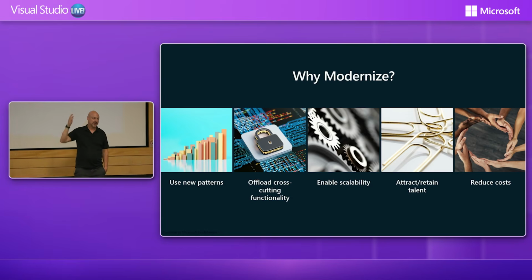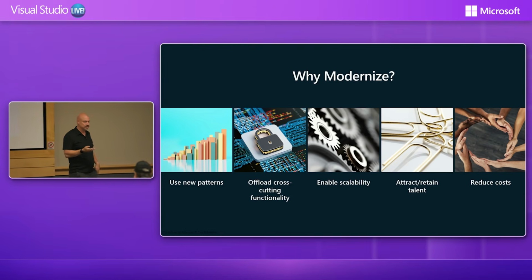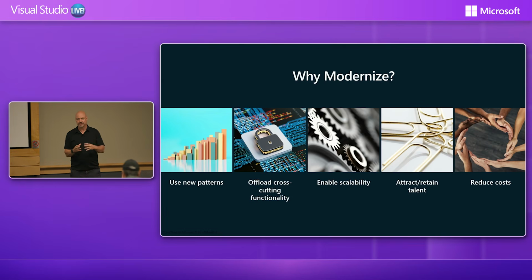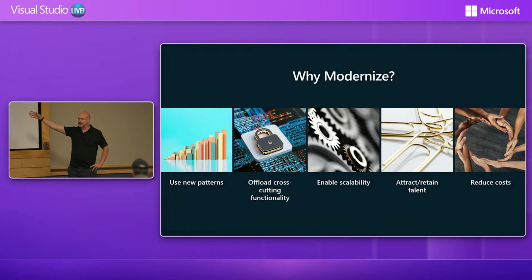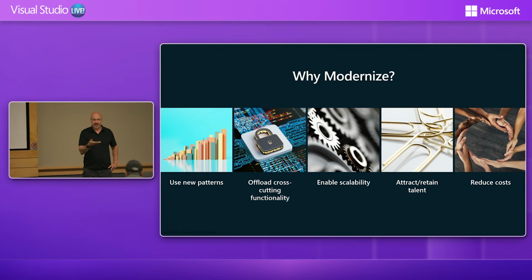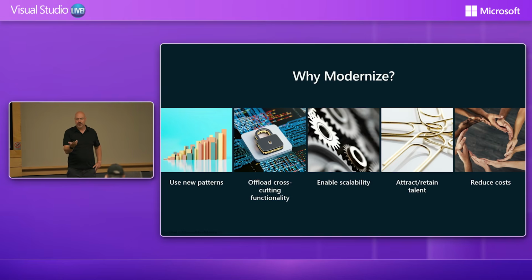Offload cross-cutting functionality. This is a big deal because a lot of the older patterns you'll see with .NET applications are more monolithic, and it's a lot more difficult to split things up and scale up independently. Attract and retain talent. I already mentioned this one, but you want to be on the newest .NET personally, on the newest patterns personally. But a lot of you may be tech leads, and as you're thinking about hiring and retaining talent in your companies, they're going to want to be working on newer stuff as well.